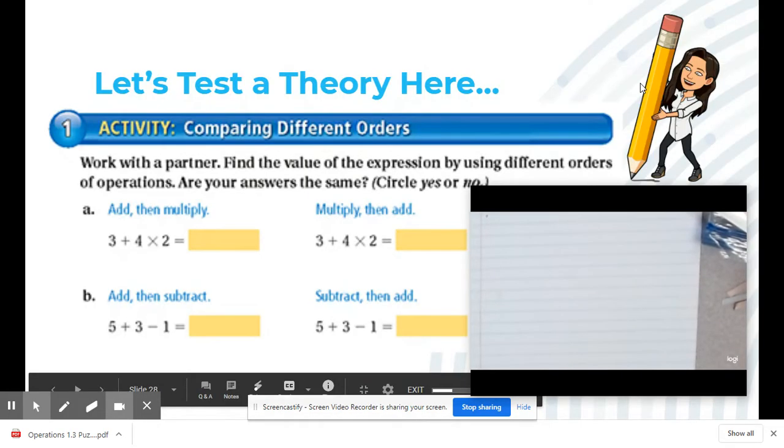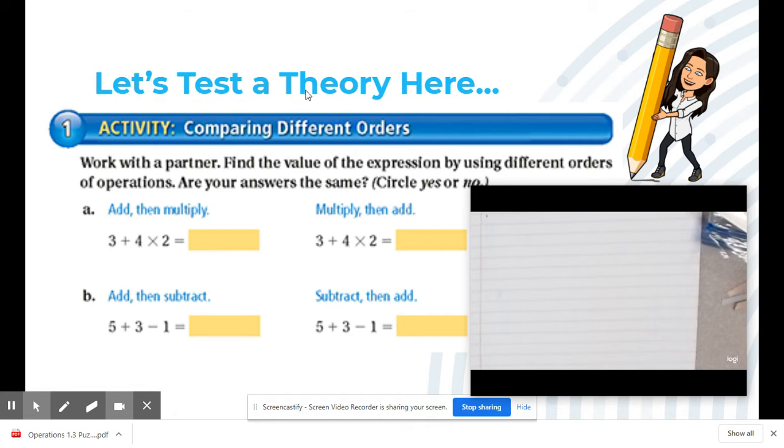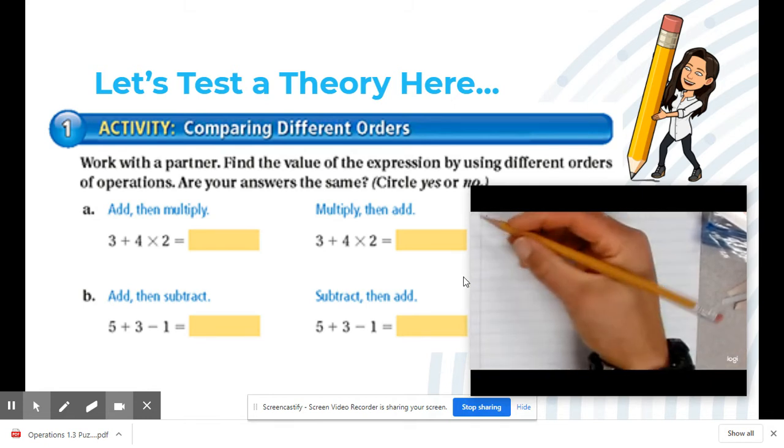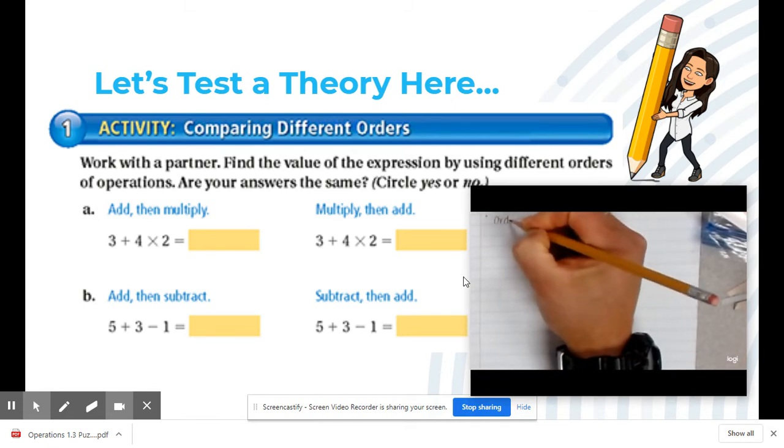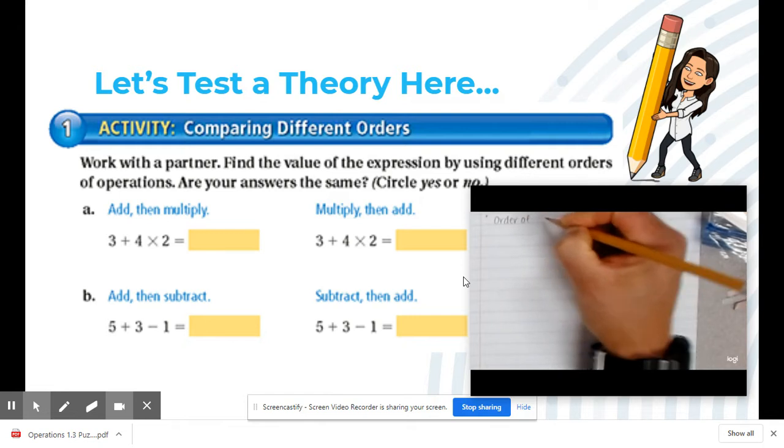Just wanted to talk to you guys about order of operations. So for this slide right here, we're going to test a theory. We're comparing different orders. We're not working with a partner, but we're going to discuss, by using different orders of operations, can your answers be the same? So you're going to title your notes, order of operations.